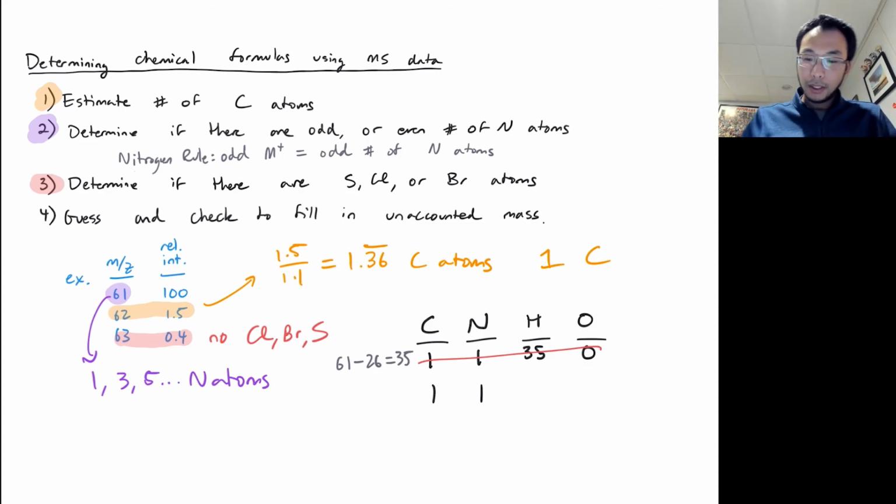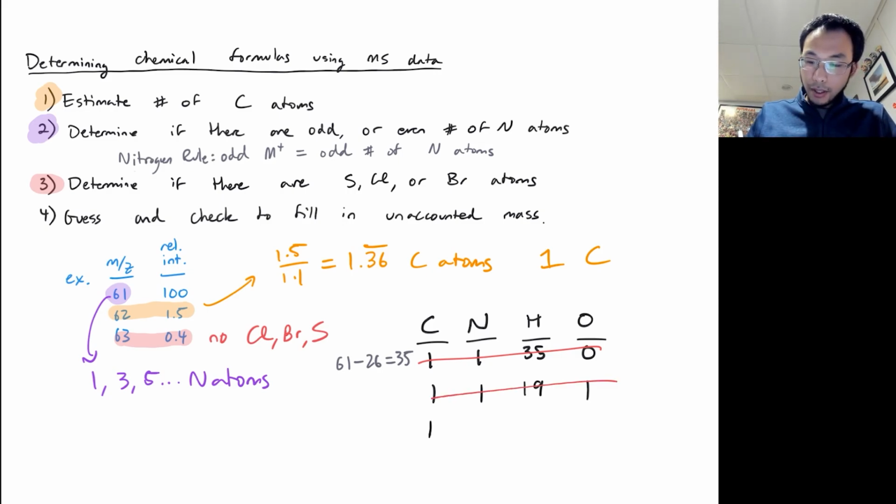Let me start over here. Let's say I have 1 carbon, 1 nitrogen. If I know that oxygen has this mass of 16, that can help me a lot towards accounting for this amount of mass right here. So let's say I put in 1 oxygen. That is 16. That still leaves me with 19 hydrogens. This still doesn't seem reasonable to have 19 hydrogens versus just 1 carbon, 1 nitrogen, 1 oxygen. No way you could draw a valid Lewis structure for that. Okay, and I'll cross that off.